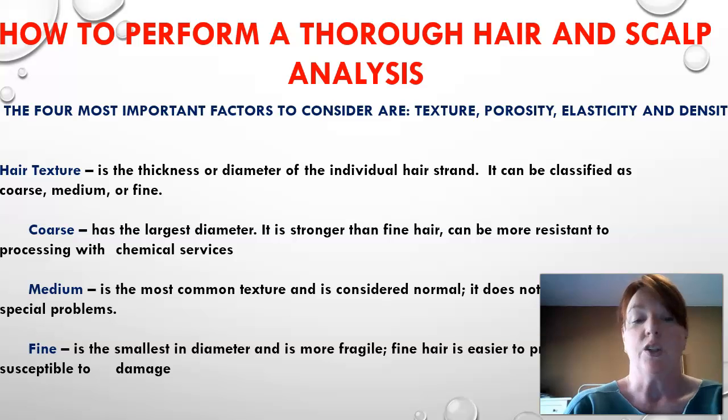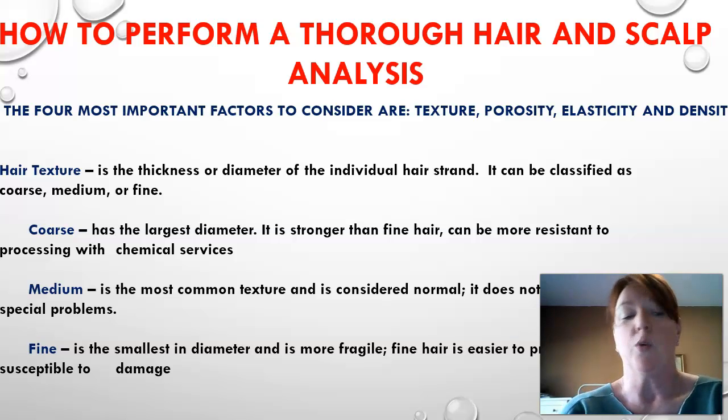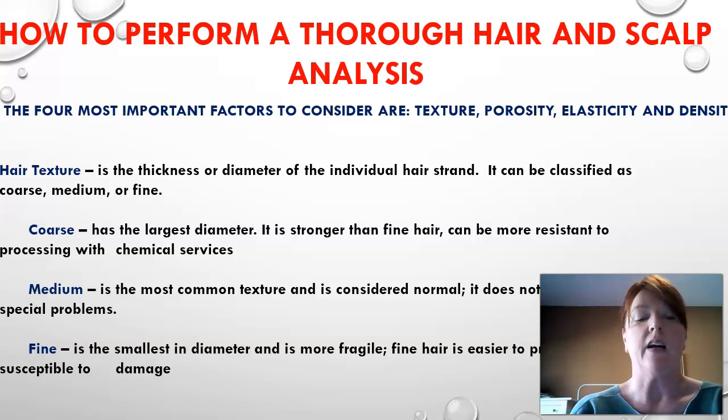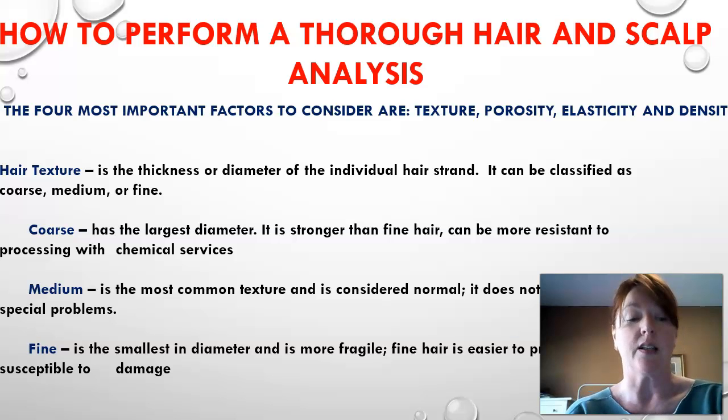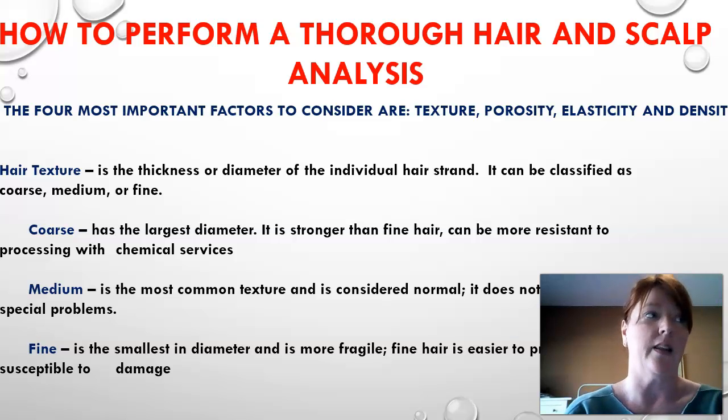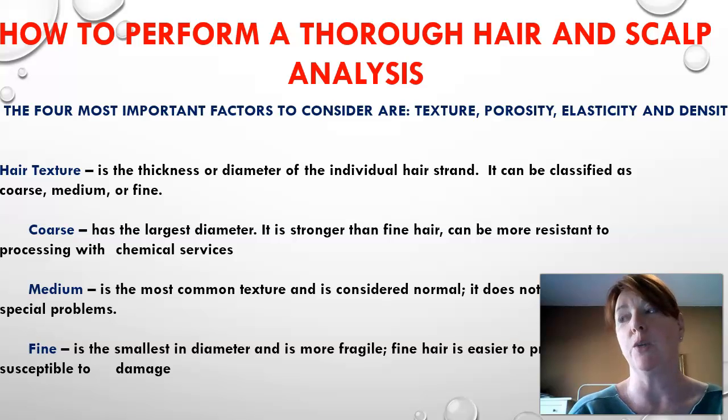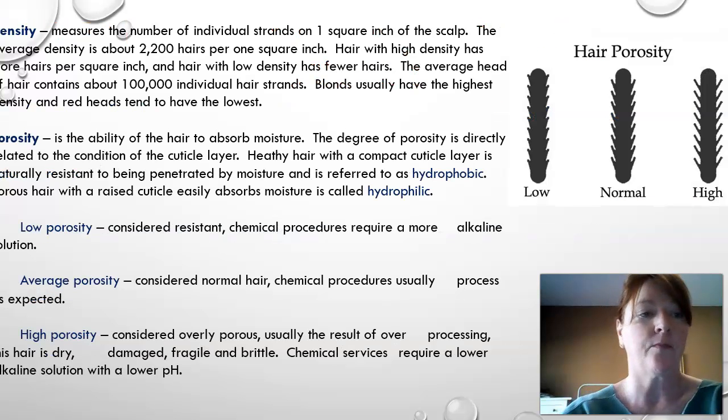Coarse hair has the largest diameter. It is stronger than fine hair and can be more resistant to processing with chemical services. Medium is the most common texture. It's considered normal and doesn't normally cause any special problems. And then fine hair is the smallest diameter. It is the most fragile hair, easier to process, but more susceptible to damage. So you have to take a little bit more care when you're working with anything from lightener, straightening, perming, anything like that, because finer hair will definitely break much more easily.